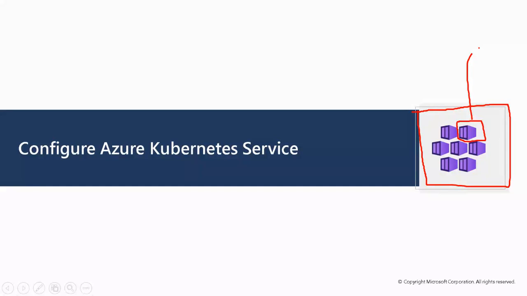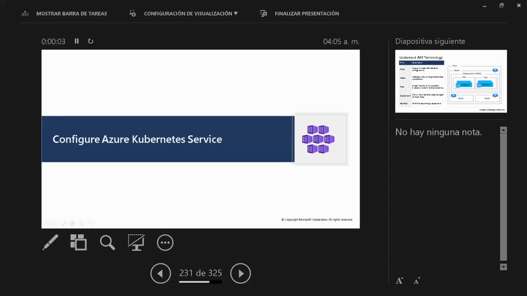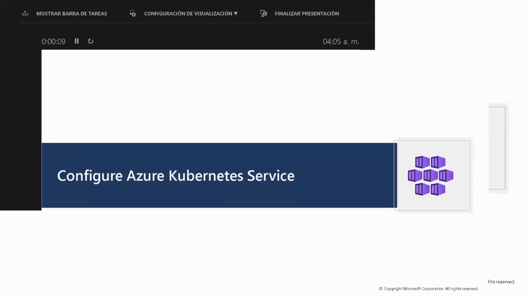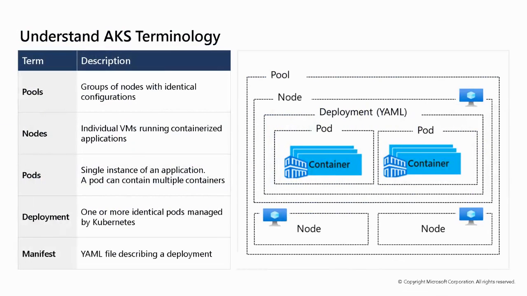But maybe I have so many apps and I can have my own Kubernetes service. So first, let's understand what is the AKS. What is the Azure Kubernetes Service terminology? We got pools, that is a group of nodes with the same configurations. We got nodes that are individual virtual machines running containerized applications.